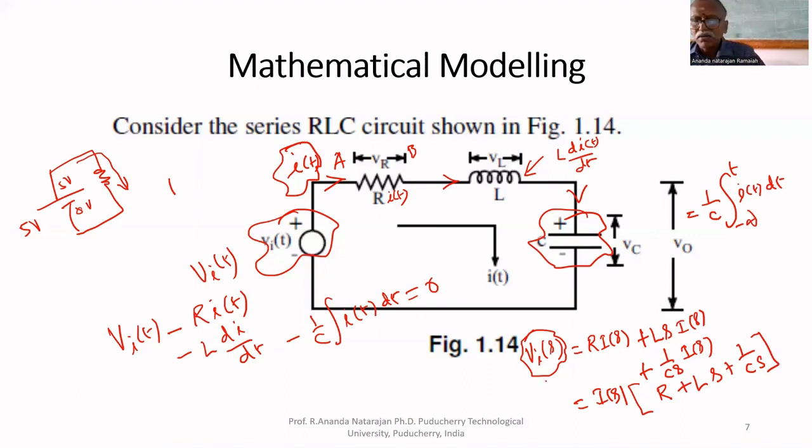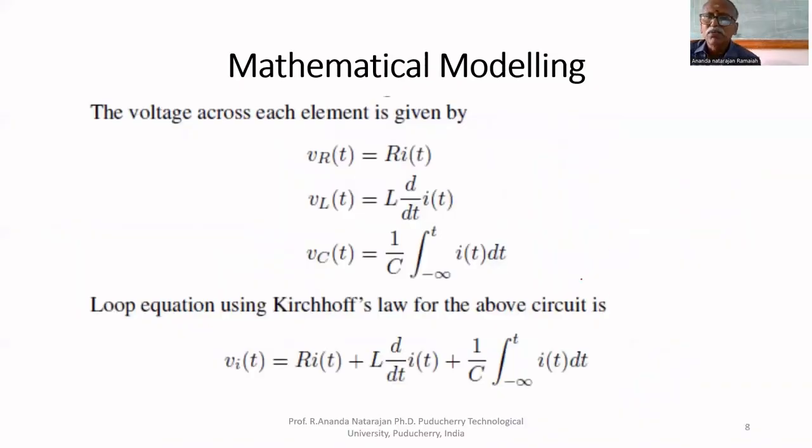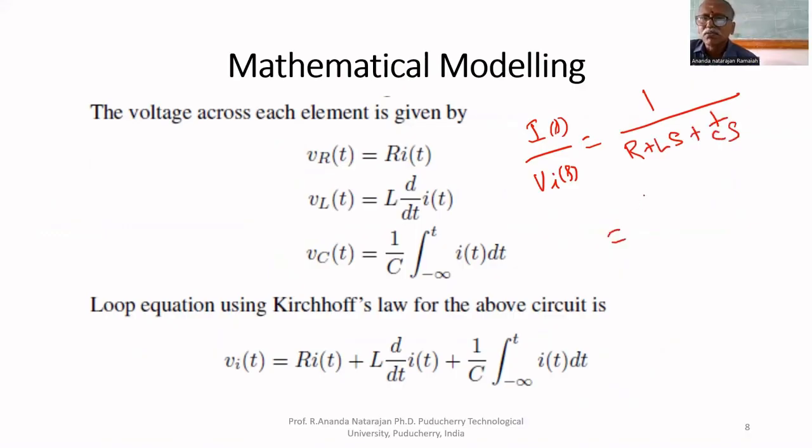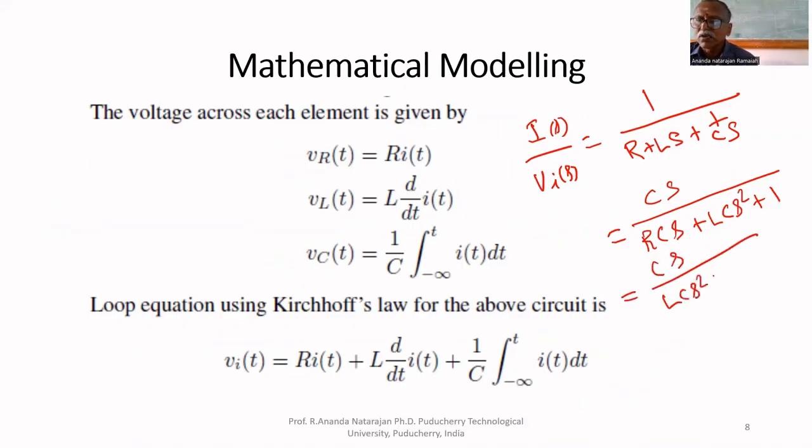Already I told you that I of S is the output. Therefore, we can write I of S upon Vi of S equal to 1 by R plus LS plus 1 by CS. Or if you take 1 by CS outside, you will get CS upon RCS plus LCS square plus 1. So in convenient form, CS upon LCS square plus RCS plus 1, that is I of S upon Vi of S.